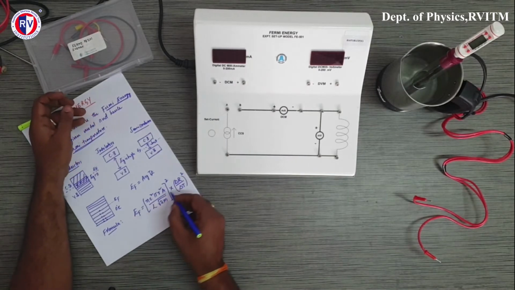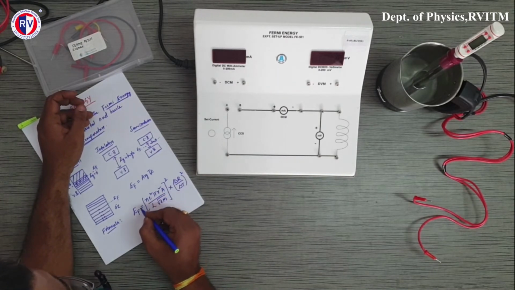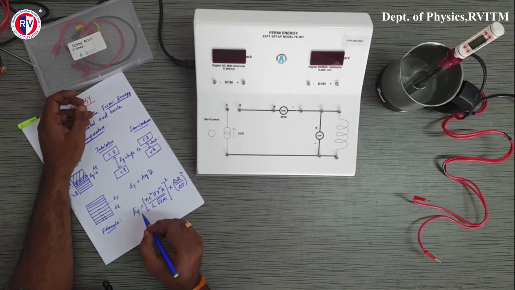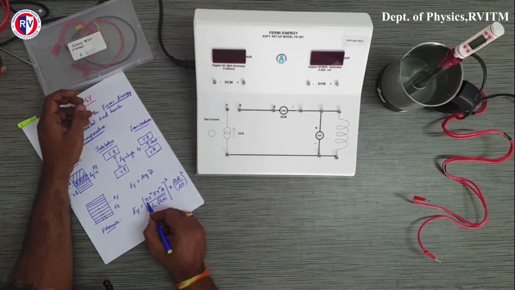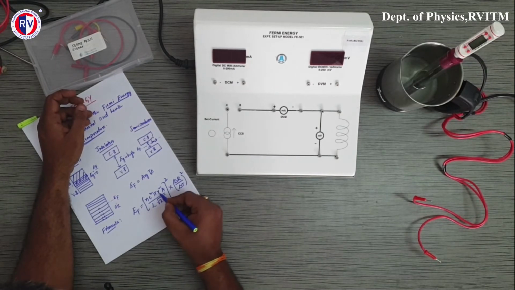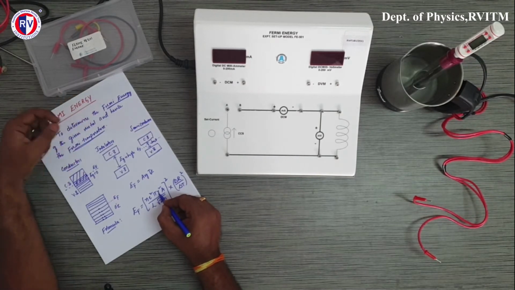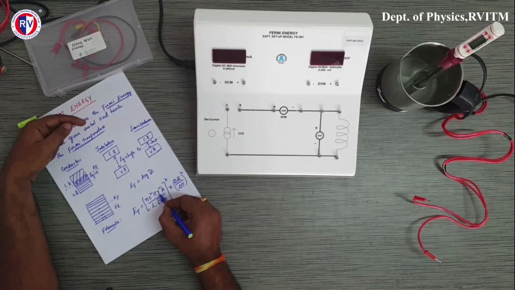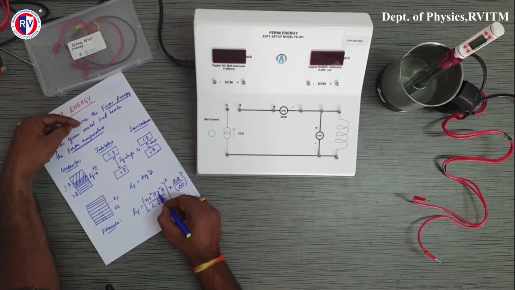Now, let's understand this equation, where small n is the number density, that is the number of electrons per unit volume of the metal. e is the charge of the electron, pi is the constant 3.14, r is the radius of the metal. Suppose we are taking it in terms of a wire, that is the radius of the wire.